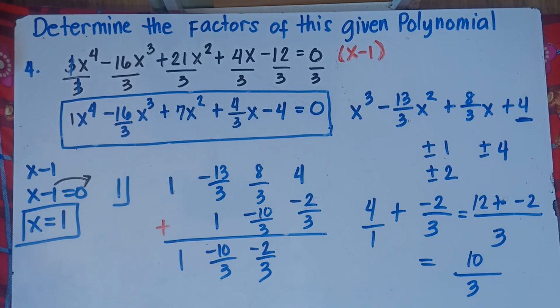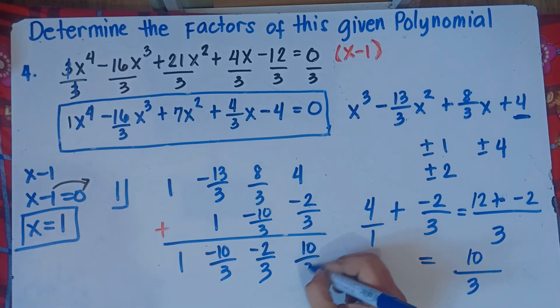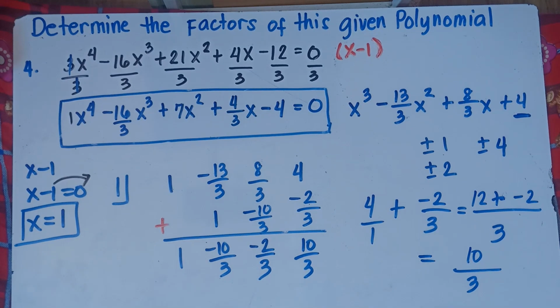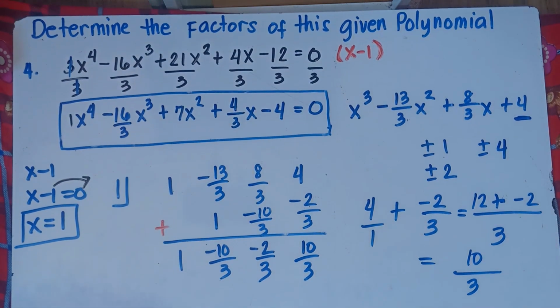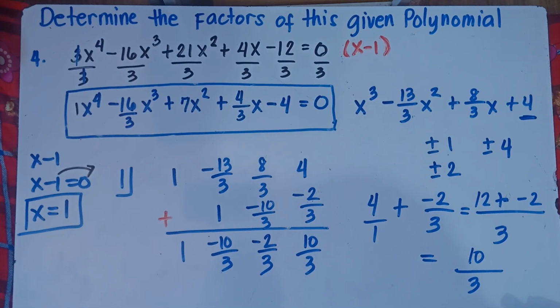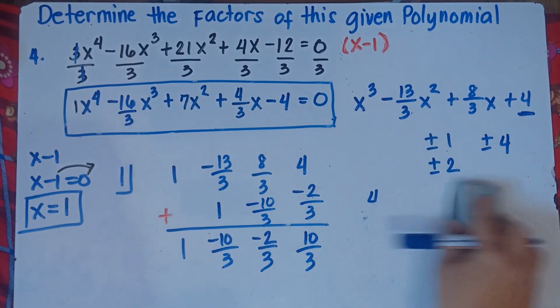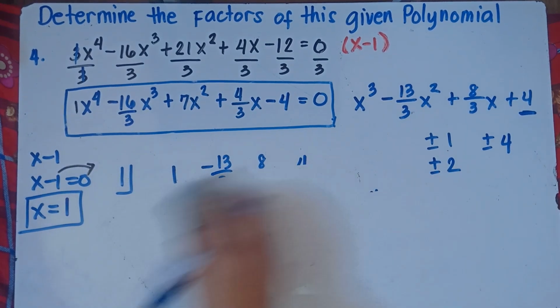So therefore, we have a remainder again, 10 over 3. So we have a remainder, class. So therefore, this x minus 1 is not a factor, class. Since this x minus 1 is not a factor, we will be using x plus 2.